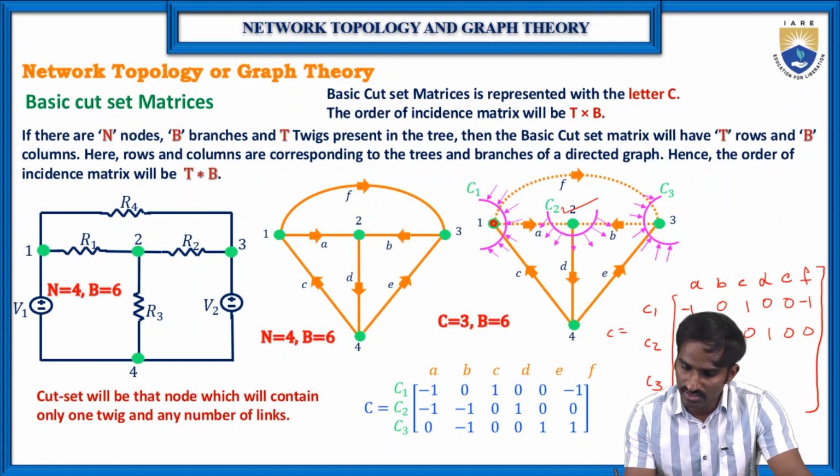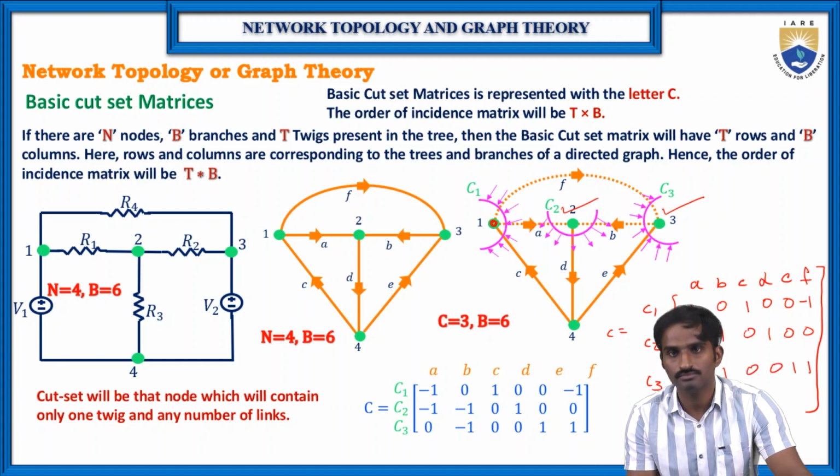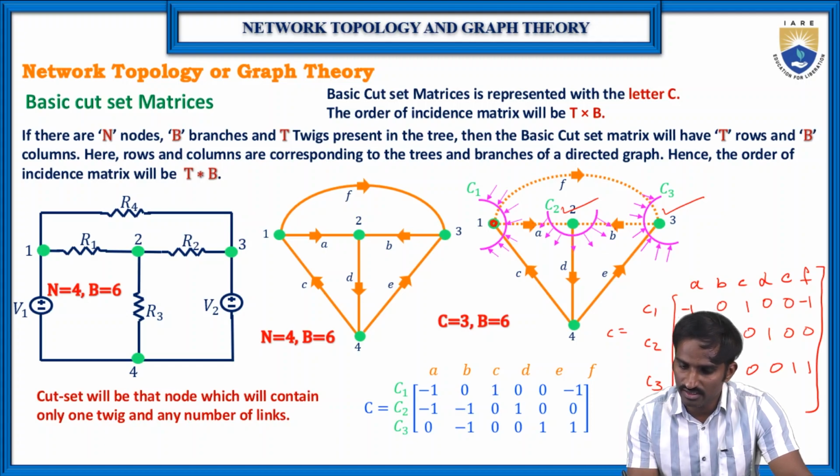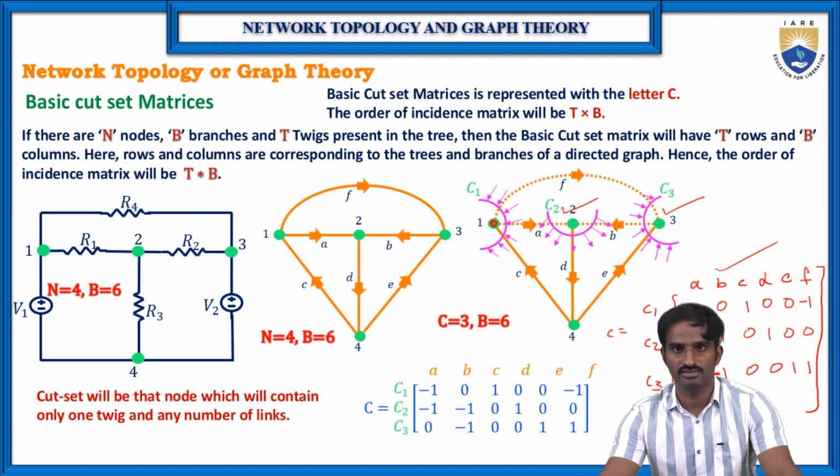Then coming to cut set 3. Here the branches are B, E, F, and the remaining are zeros. Then again, whether it is plus or minus: E is the same as the cut set direction, so +1. But B is away, which means opposite to the cut set direction, so B is -1. And F is the same as the cut set direction, so +1. So this is how we can write the basic cut set matrix.